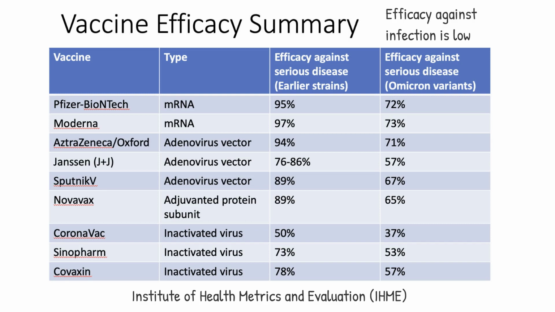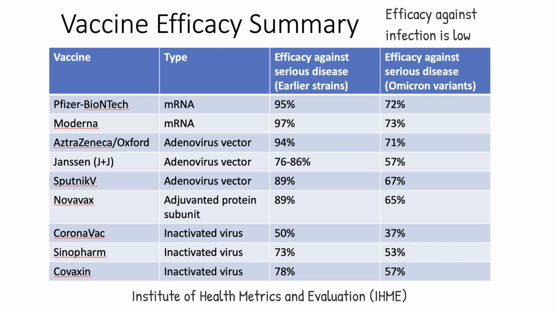Their efficacy for preventing serious disease caused by Omicron variants was lower, but in an acceptable range of 72 to 73%. With regards to efficacy for preventing infection, they were very effective, 84 to 94% for earlier strains. However, for the Omicron variant, their ability to prevent infection is low, 44 to 48%, and this has been true for all of the other vaccine classes. None of the vaccines can prevent infection.